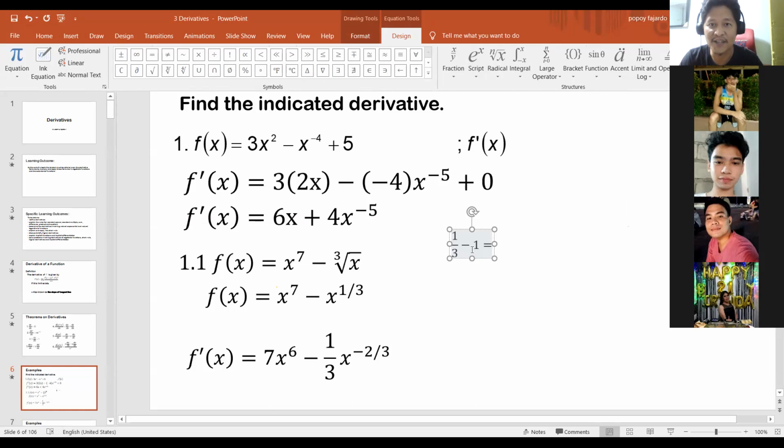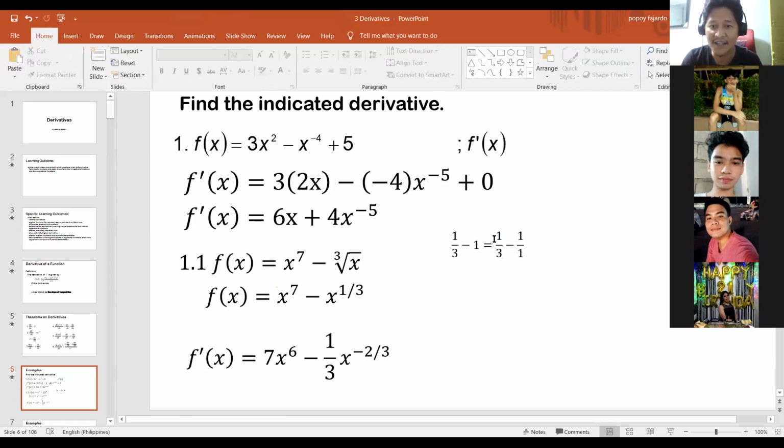Sa fraction, anong kailangan? Cross multiplication yan, sir, di ba? Nagsusubtract nga eh. Anong kailangan gawin natin sa fraction? Ano na kailangan natin sa denominator? Dapat parehas muna yung denominator. Di ba parang 1/3? LCD. Itong 1 na to, 1/1 lang yan, di ba? Tama?